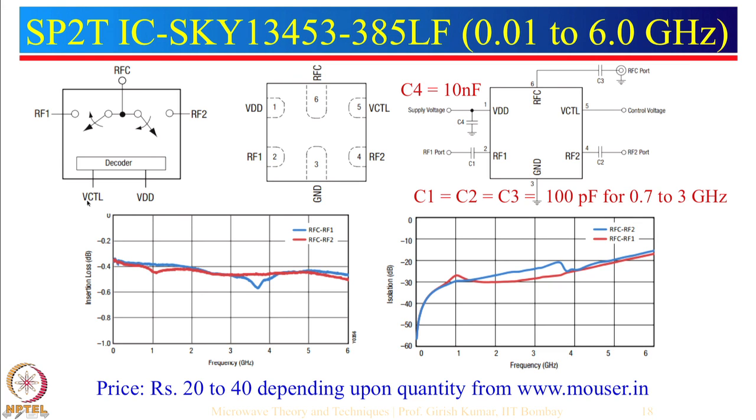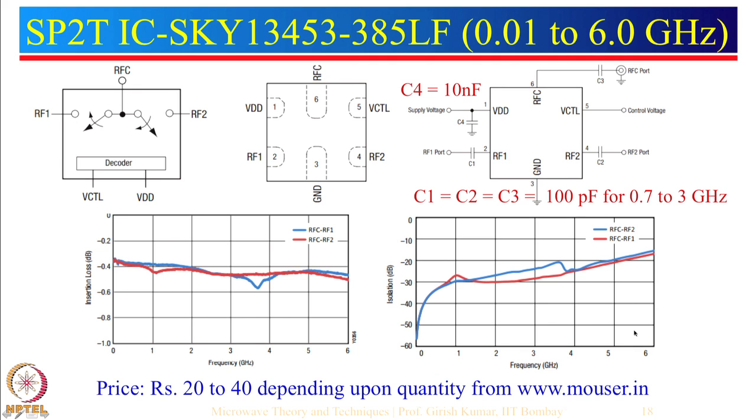So let us see what is the performance of this particular configuration. One can see that the results are given from 0 to 6 gigahertz. Insertion loss is of the order of 0.4 dB across the frequency band. Let us see what is the performance for isolation. One can see that isolation is very good up to about 1 gigahertz, which is about minus 30 dB isolation. But as frequency increases, you can see that isolation degrades. So isolation is about 20 dB at around 5 gigahertz.